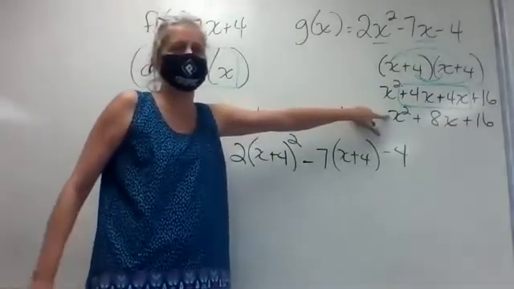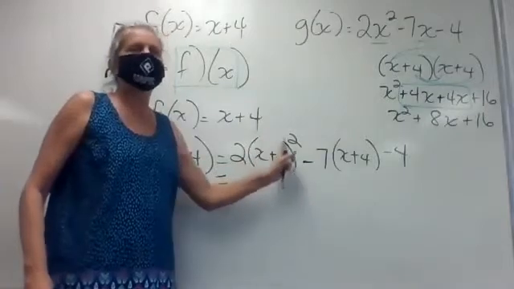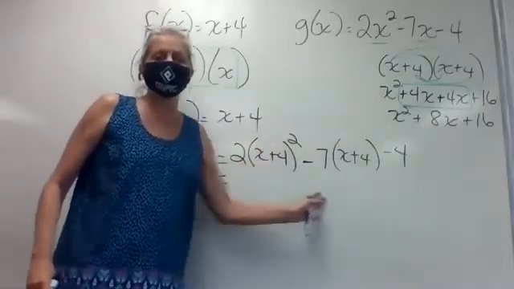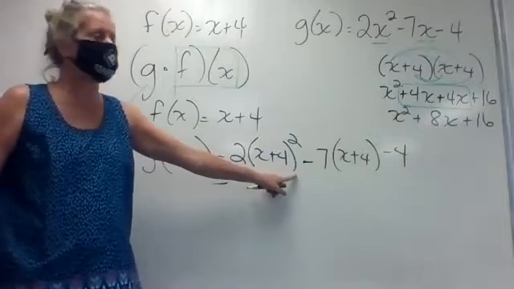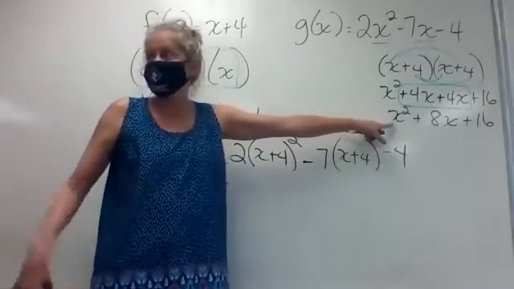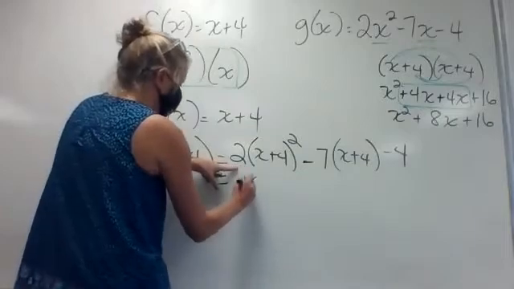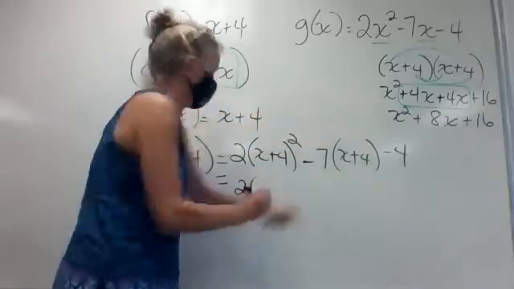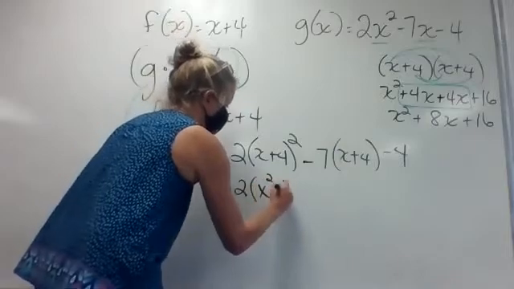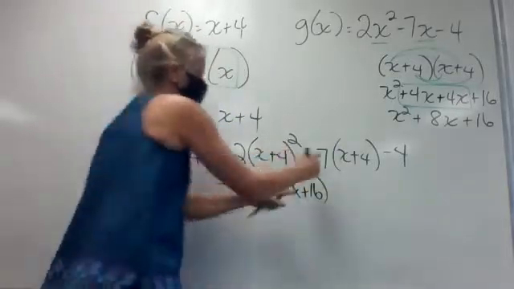So where does this go? Why did I do all this? Because that's what this is right here, right? So the only thing I'm going to do is just rewrite this whole thing, but instead of writing x plus 4 squared, I'm going to write what x plus 4 squared is, which is that. So I'll have 2 times x squared plus 8x plus 16. So that took care of that. Now I'm just dropping the rest down.